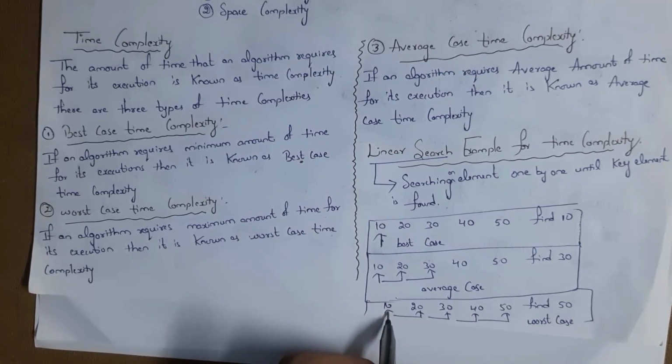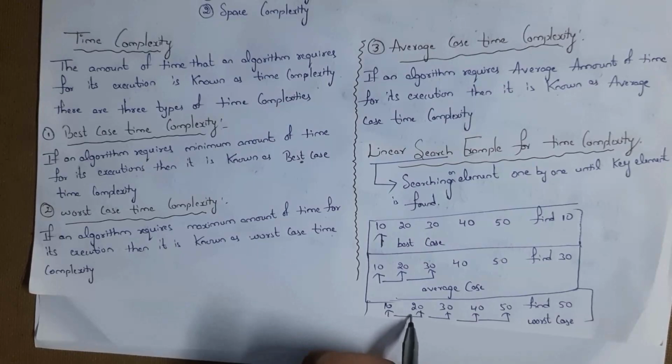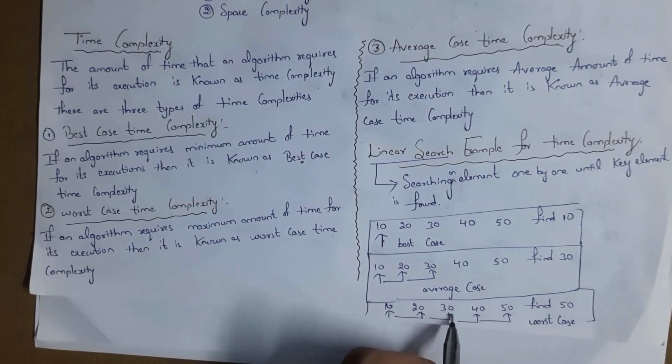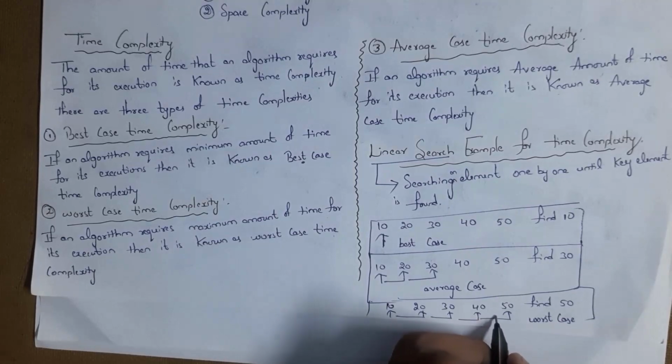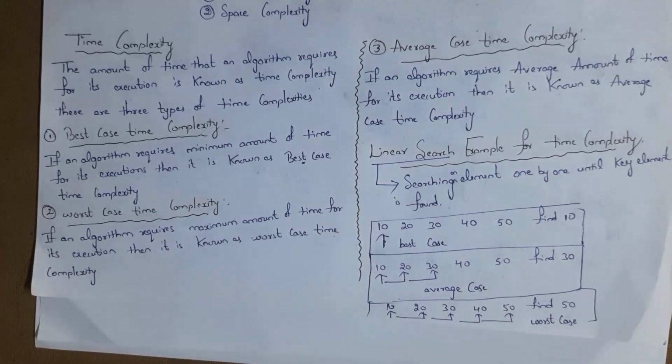50 is not present at first position, so we will move one step forward. 50 is not in second position, again we will move one step forward. In third position element is not found, and in fourth position element is not found. We got element 50 in last position, so time consumed is more.